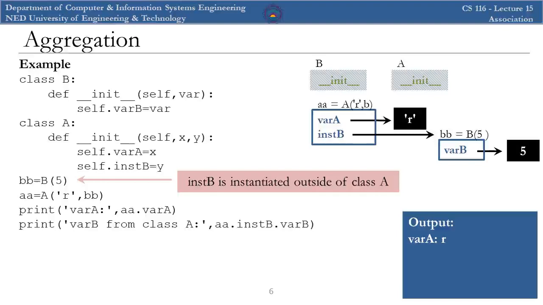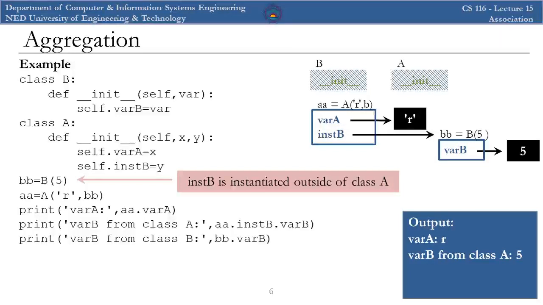So first I'll show you what happens if you access it through AA. AA.instance B, and then instance B is pointing towards BB. That means in order to access variable B, you will have to use double indirection. So this will print 5. And the second way of accessing the same variable is directly through BB, like this statement. This should also print 5. That means instance B's variable B and BB's variable B both point to the same value, 5.